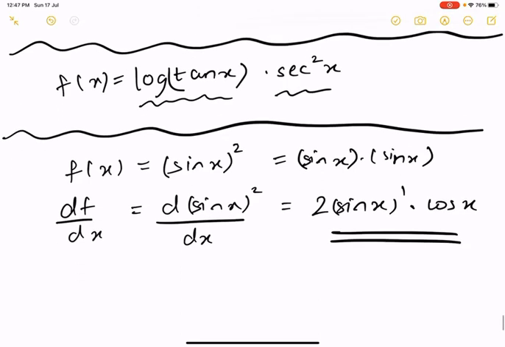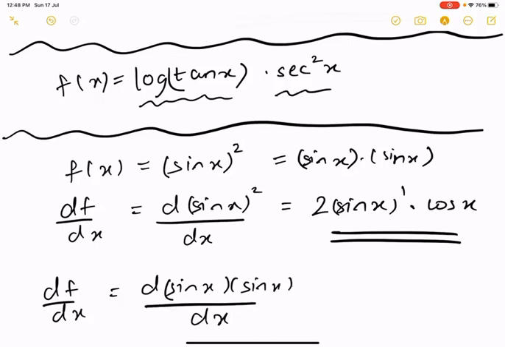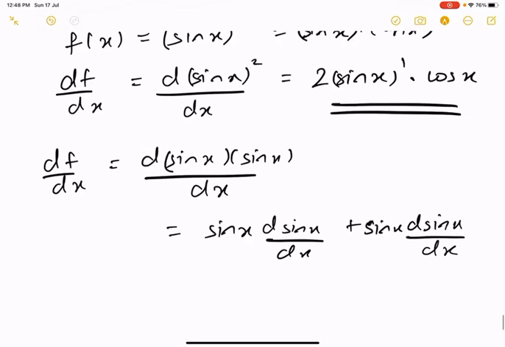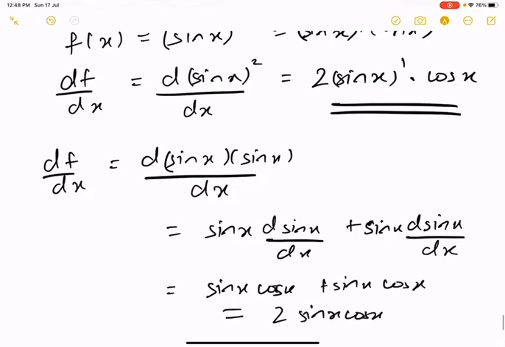And if I want to use multiplication rule, that is sine x multiplied by sine x, I'll have something like this: sine x times differentiation of second function plus second function multiplied with differentiation of first function. So what is this? This is just sine x cos x plus sine x cos x, and that is nothing but 2 sine x cos x.